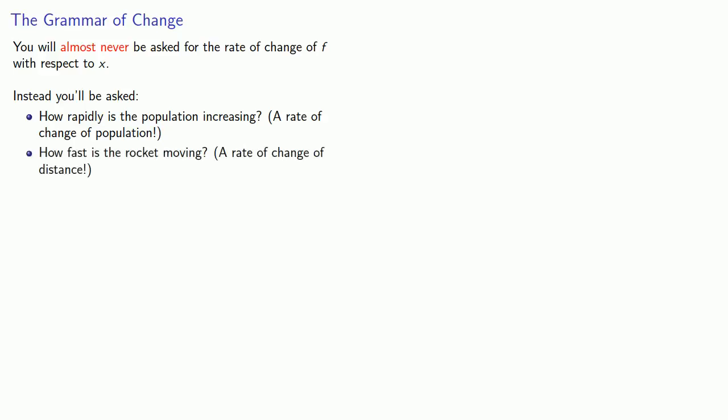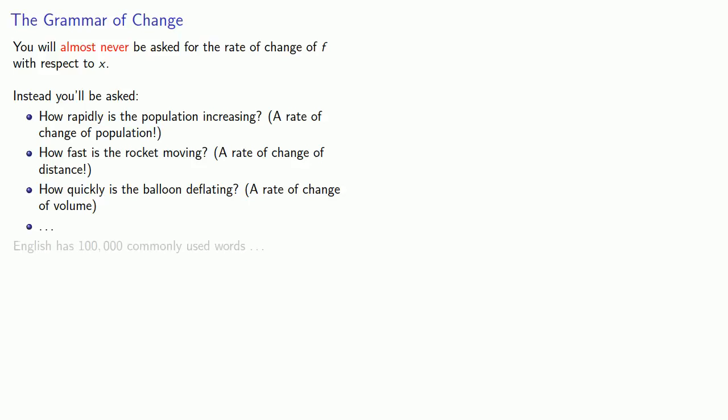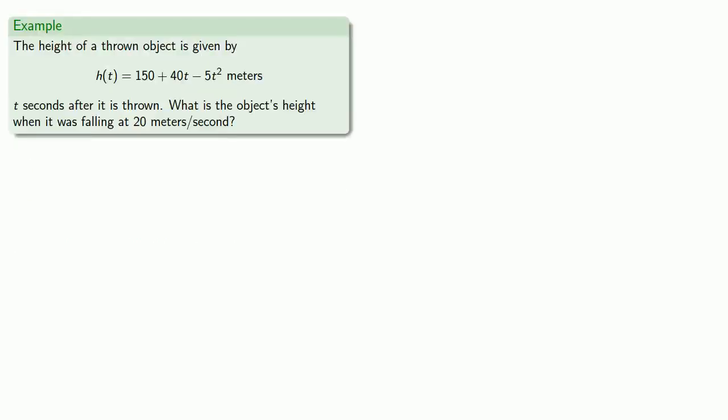And this is a rate of change of distance. Or we might be asked, how quickly is the balloon deflating? And this is a rate of change of volume. And there are many more possibilities. And it's worth keeping in mind, the English language has over 100,000 commonly used words. And many of these words describe in one way or another a rate of change. So how can we find what we need? Well, let's consider a problem like this.